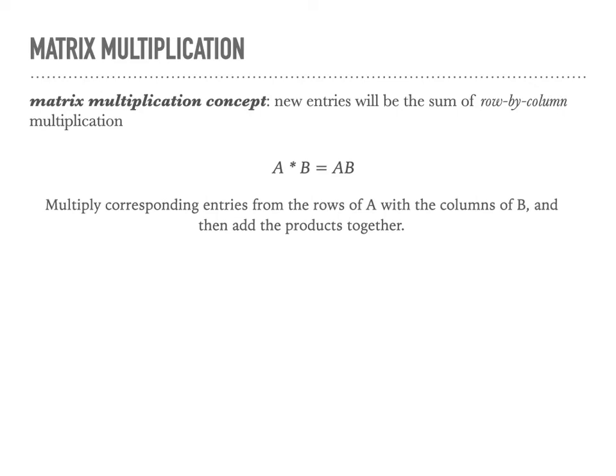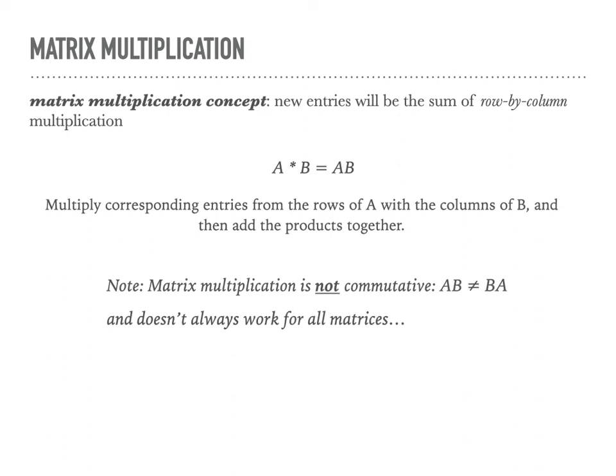Essentially, all you have to do is multiply the corresponding entries from the rows of A with the columns of B, if you're finding, for instance, a matrix AB, and then add those products together. In general, matrix multiplication is not commutative, such that matrix AB is not always equivalent to matrix BA. And also, matrix multiplication doesn't always work for all matrices.